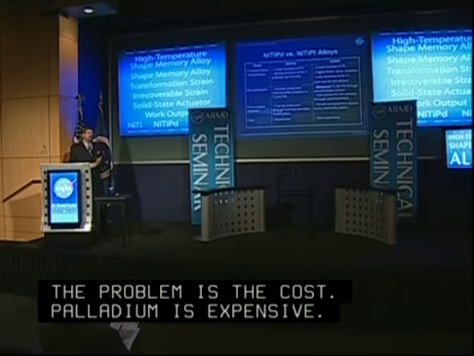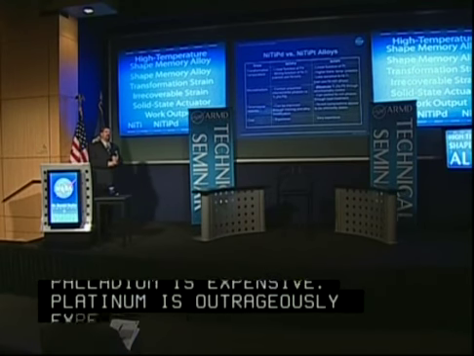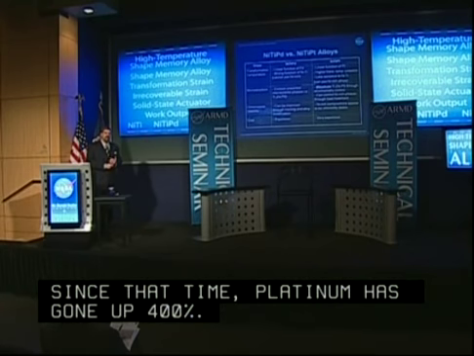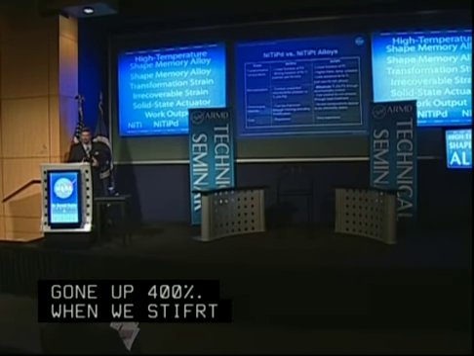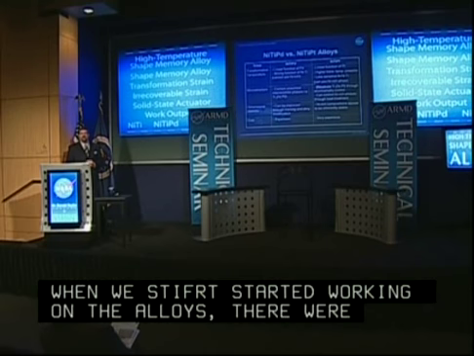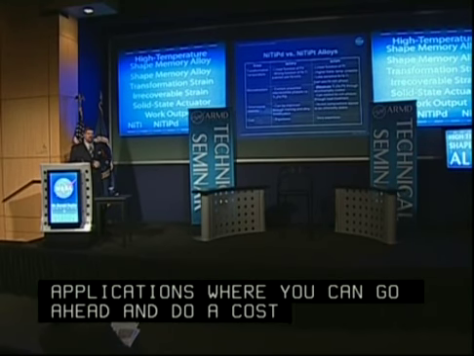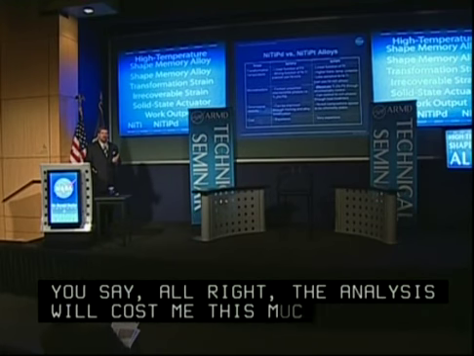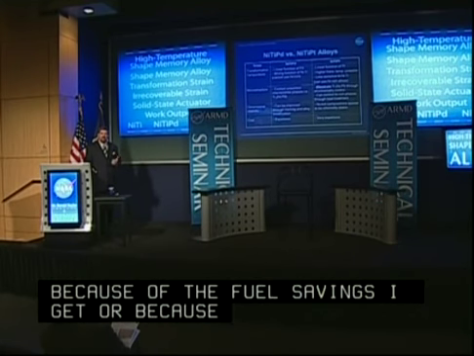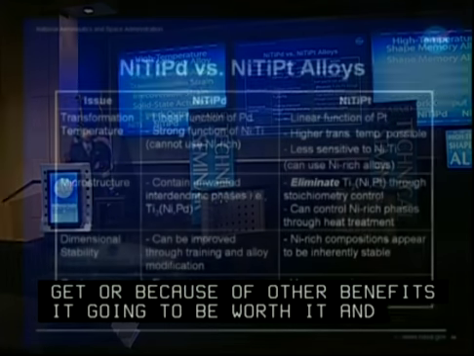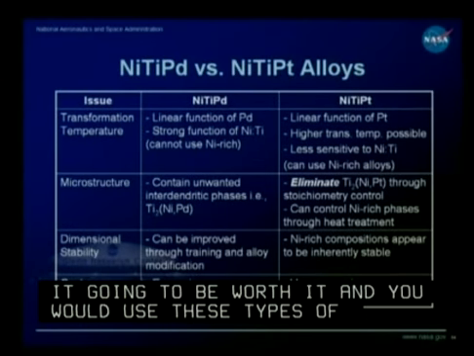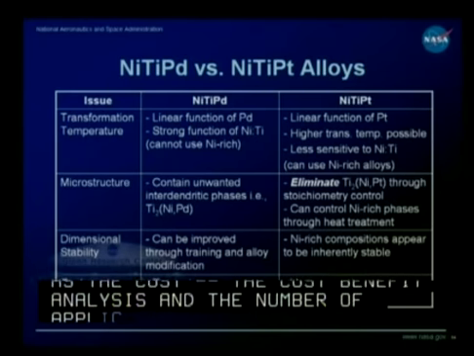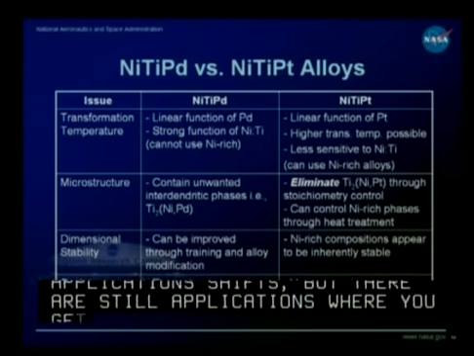When we started doing this work about 4 years ago, platinum has since gone up 400%. When we first started working on these alloys, there were applications where you could do a cost-benefit analysis and say, all right, the alloy is going to cost me this much, but because of all the fuel savings I'm going to get, or because of other benefits, it's going to be worth it, and you would use these types of alloys. As the cost shifts, your cost-benefit analysis and the number of applications shift. But there are still always applications where you will get a benefit, regardless of the cost of the materials. If I could have the next slide.